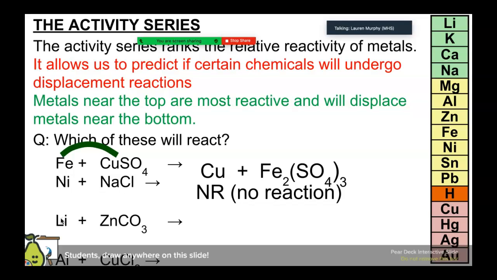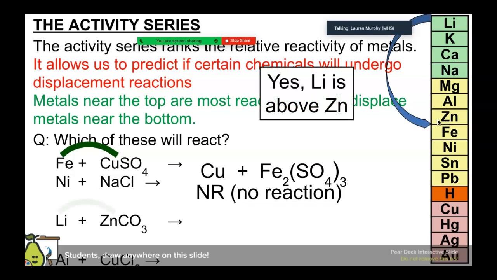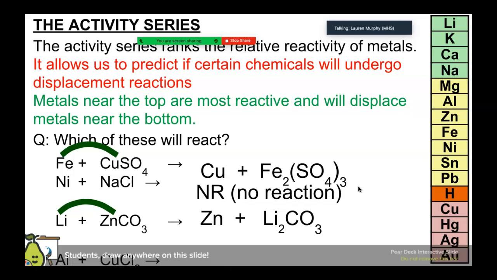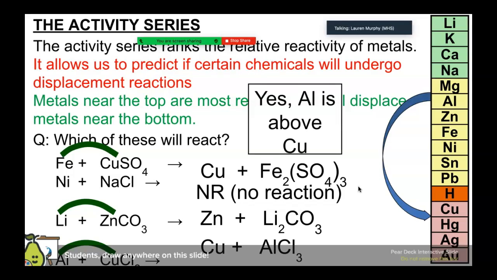Okay. How about lithium and zinc carbonate? You've got lithium up here, the most reactive metal. So yes, it's going to react with pretty much anything. It will give zinc the boot and make lithium carbonate, and then zinc will be by itself. Single replacement, and also redox. Okay, aluminum and copper 2 chloride. Here's aluminum, here's copper. Yep, aluminum is definitely more reactive. It will switch, you'll get aluminum chloride and copper will come out.